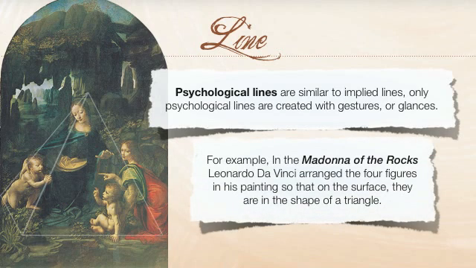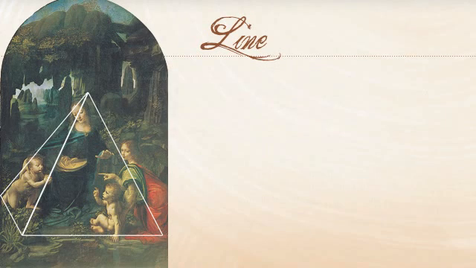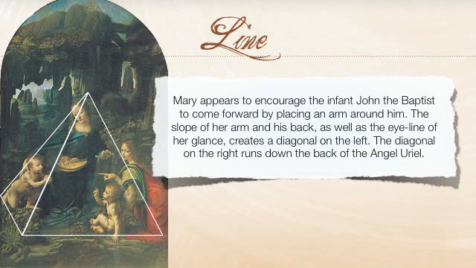For example, in the Madonna of the Rocks, Leonardo da Vinci arranged the four figures in his painting so that on the surface they are in the shape of a triangle. Mary appears to encourage the infant John the Baptist to come forward by placing an arm around him. The slope of her arm and his back, as well as the eye line of her glance, creates a diagonal on the left. The diagonal on the right runs down the back of the angel Uriel.